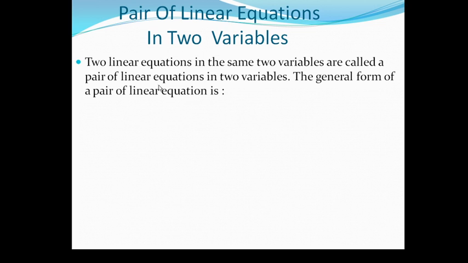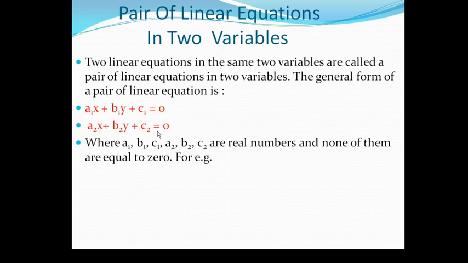So the general form of a pair of linear equations is a1x plus b1y plus c1 equals 0 and a2x plus b2y plus c2 equals 0. Since you are very familiar with this equation, we have already learned this in our previous classes. So see, what is the difference? Only that we have to take a pair. Since we are taking it as a pair, I am taking here a1 b1 c1 and a2 b2 c2 to understand completely the set of the equations, so that we can differentiate between the two.